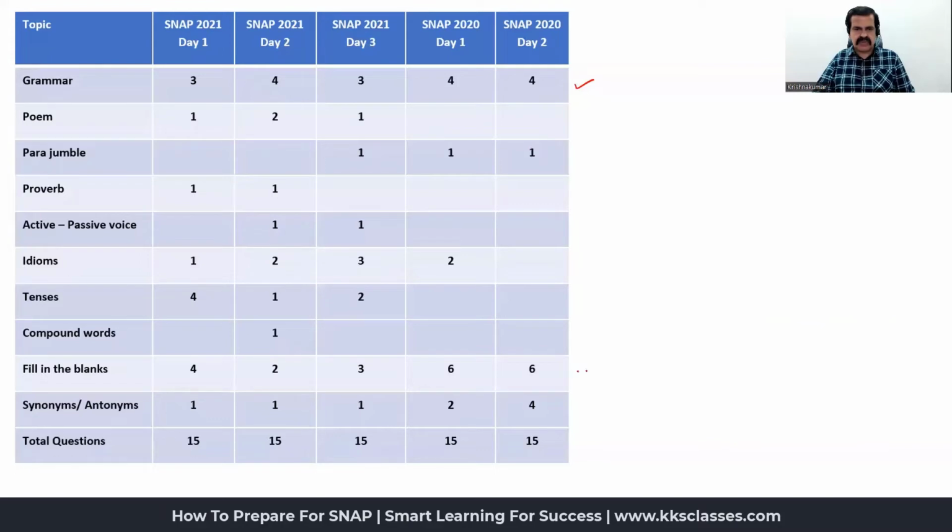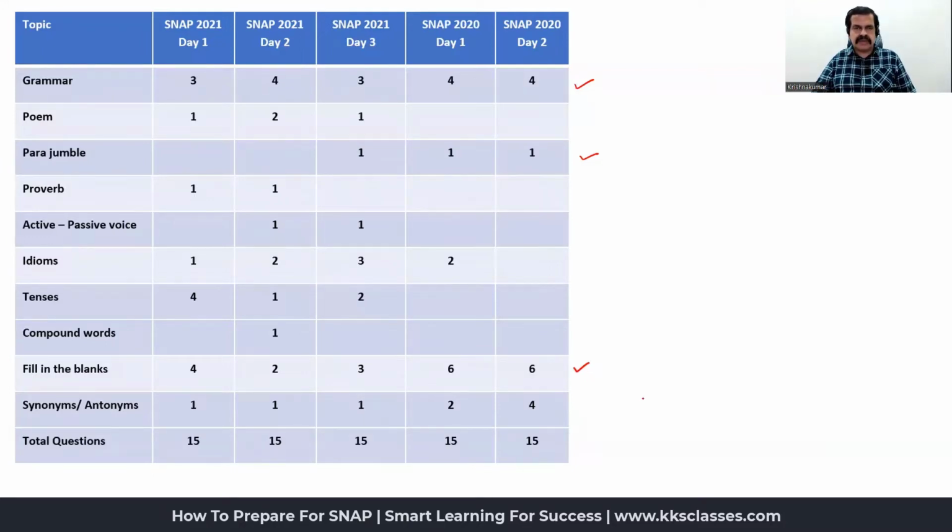There are a lot of questions from fill in the blanks, and then the remaining questions out of the 15 are spread across different areas, in the sense that we have a couple of questions maybe from parajumbles, and then active passive voice, and then idioms, and then synonyms, antonyms, and all that. So essentially a lot of areas in verbal ability are covered. There's nothing new for you. All these things have already been covered in your CAT preparation.